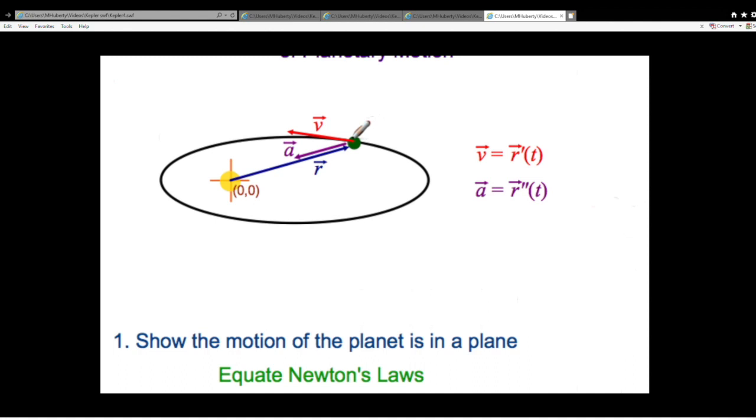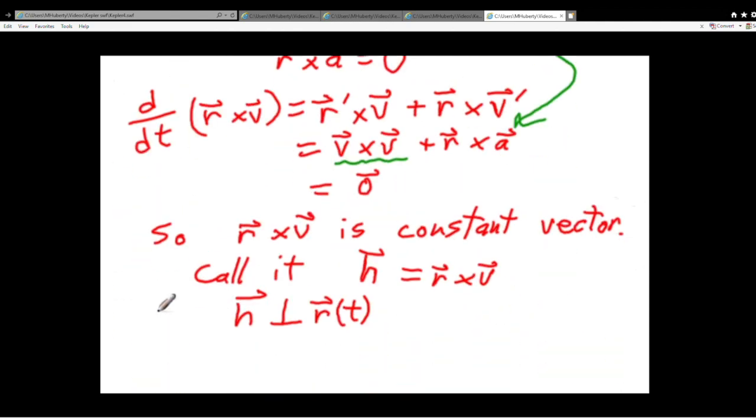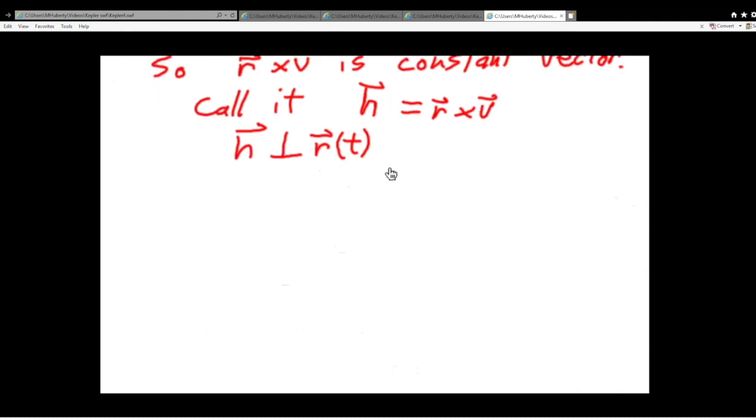Going back, thinking about cross product and the right-hand rule, r cross v actually means that this constant vector h is coming out of the screen towards us. So it's out of the plane of the screen. That's true for all values of t, meaning that the planet must lie in the plane through the origin perpendicular to h. So we've achieved that goal, showing the planet's always in the same plane.